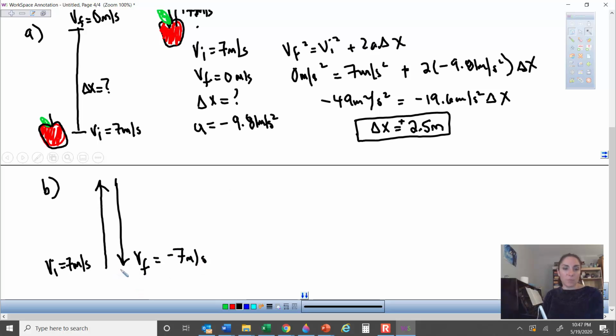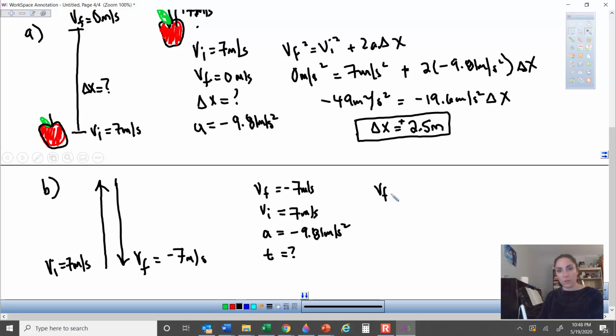So by choosing my endpoint here, I have the full motion, right? The up and the down. Velocity final is negative 7 because it's moving down. The initial is positive 7. The acceleration is negative 9.81, which makes t my variable that I'm looking for. And we're going to go ahead and use this equation. Like I said, they're just great.